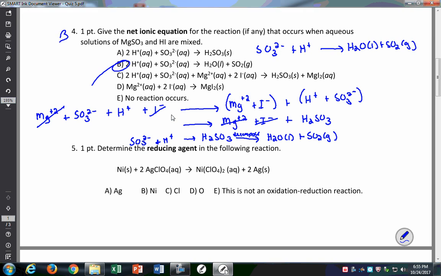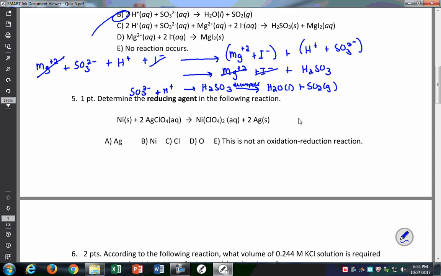I did give some credit for A, because you were getting there, but you have to recognize that that's going to be a gas forming reaction. And when this forms a gas, we call this a gas forming reaction. Okay, here is our reducing agent. Okay, a nice little hint.